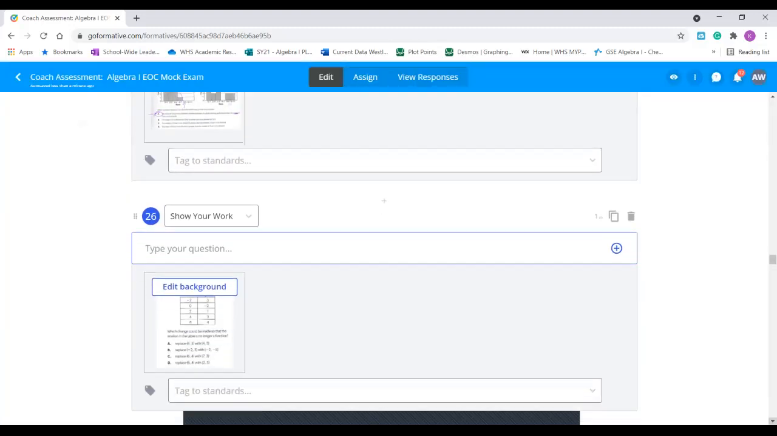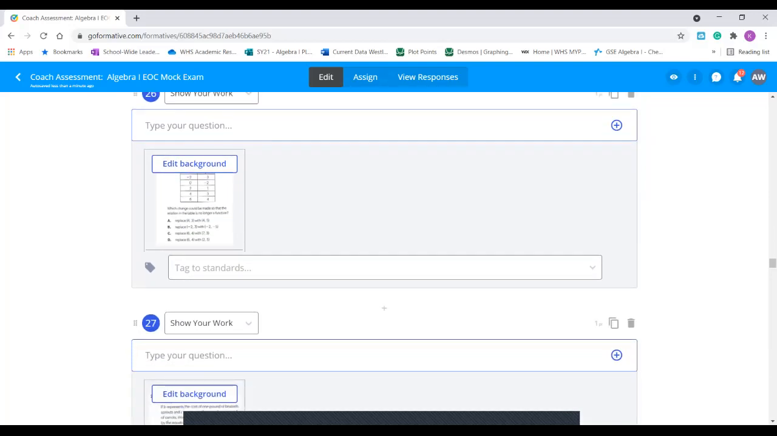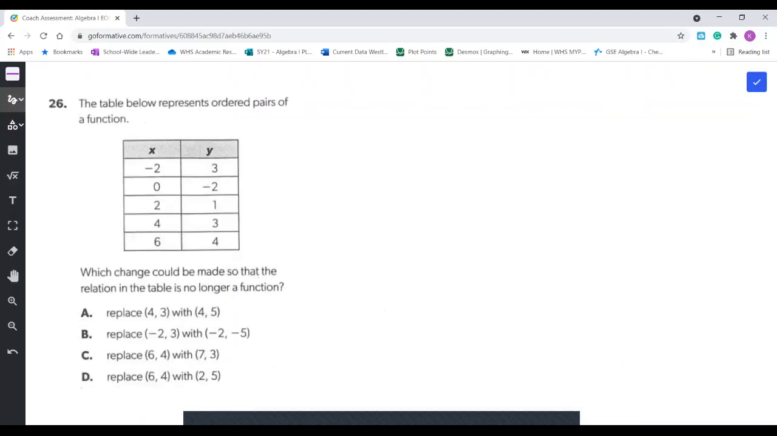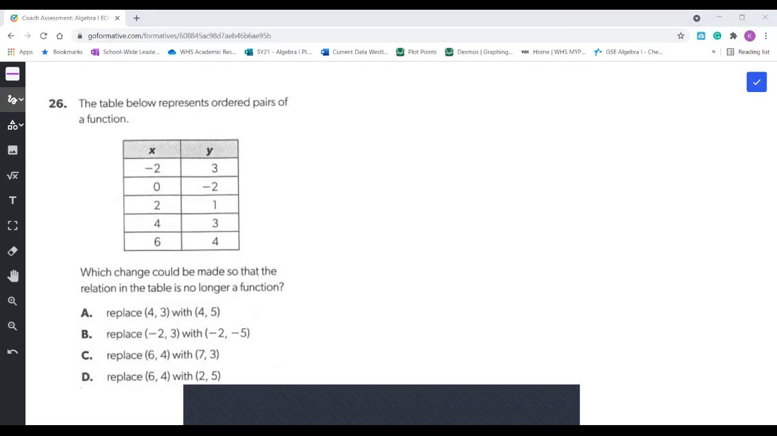Number 26. All right, so it says the table below represents ordered pairs of a function. Oh, the bell's about to ring. I made my goal though, y'all, right? I'm going to press pause here. Part one. I'm going to stop the video. Hold on, let me stop sharing. Let me stop the recording.